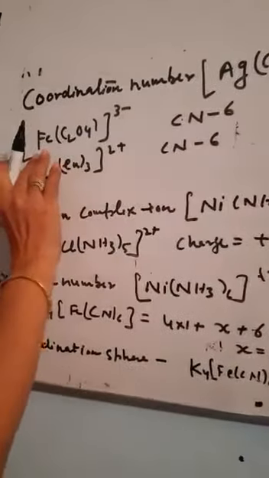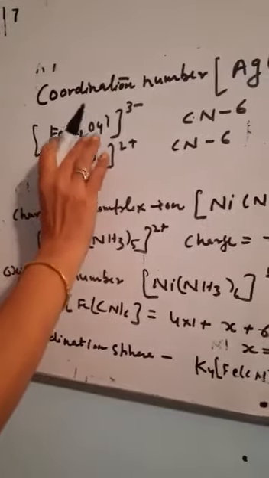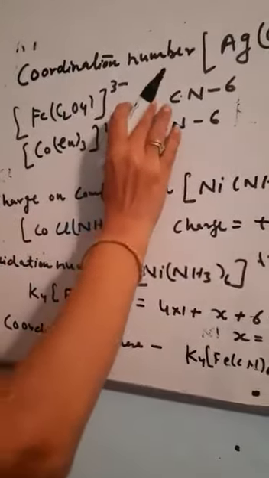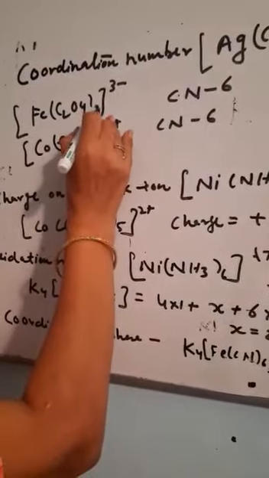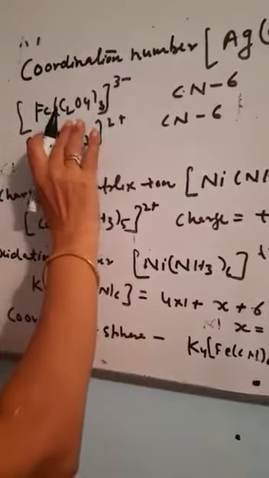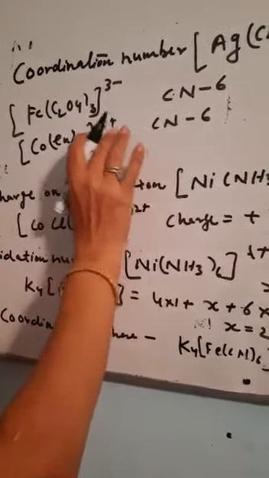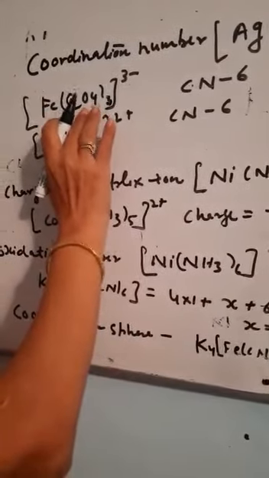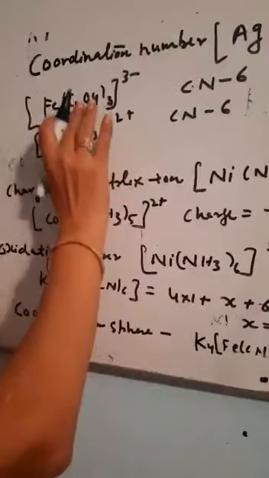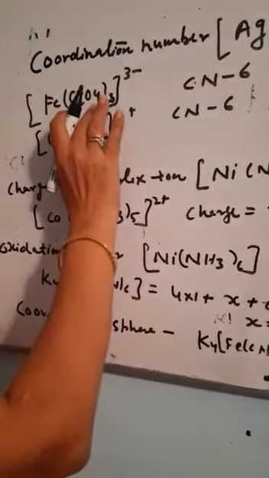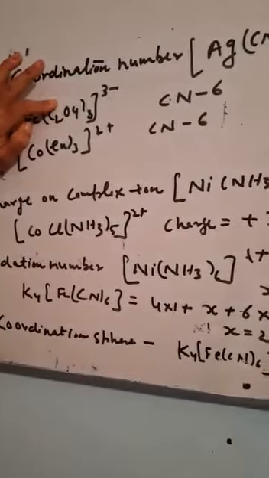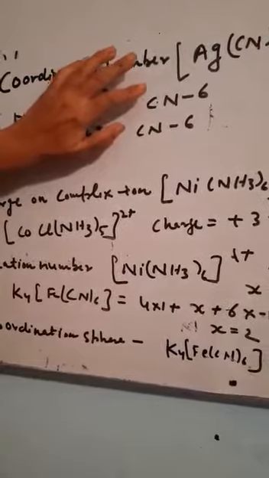In this case, [Fe(C2O4)3] with 3 negative charges, the coordination number is 6. Now, why is the coordination number 6 in this case? Because there are a total of 3 oxalate groups and each oxalate group is didentate. That means it will have 2 donor atoms. So the total coordination number becomes 6.